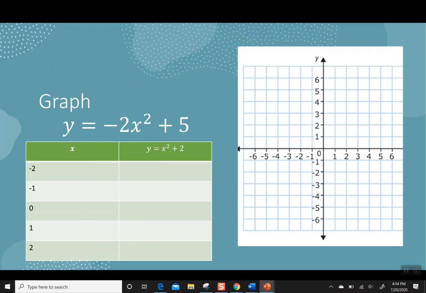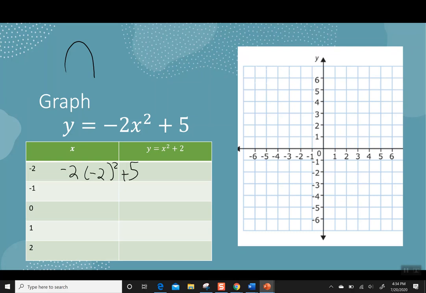Okay. So I'm going to try again. I just changed the numbers a little. So now I have negative 2x squared plus 5. Immediately that negative tells me this is going to go upside down. And I just gave the same numbers this time to plug in. So I have negative 2 times negative 2 squared plus 5. Be careful with all these negatives.